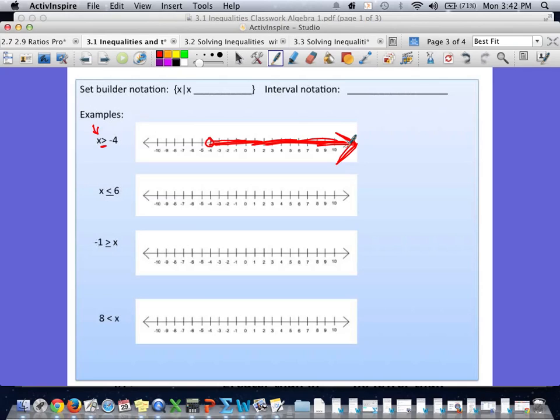Now, we're going to write each one of these in set builder and interval notation, okay? So this one, interval notation, is really easy. Remember, we use a parenthesis if it's not included. We write negative 4, because that's where it starts, and it goes on and on and on in the positive direction. So that is our interval notation. We'll call it I.